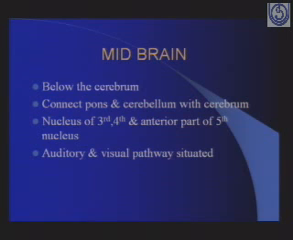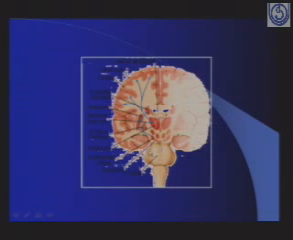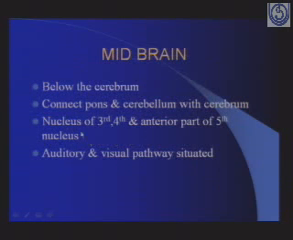Now after the forebrain is the midbrain. As the name suggests, it is situated at the midline, below the cerebrum. It connects the pons and cerebellum with the cerebrum. The nuclei of the third nerve, fourth nerve and anterior part of the fifth cranial nerve are situated here, and the auditory and visual pathways are also situated here. So this is your midbrain, this part. This is your cerebellum, part of the brain, and just beneath it you will find the midbrain. And please remember, the nuclei of the third, fourth and anterior part of the fifth cranial nerve are situated here.